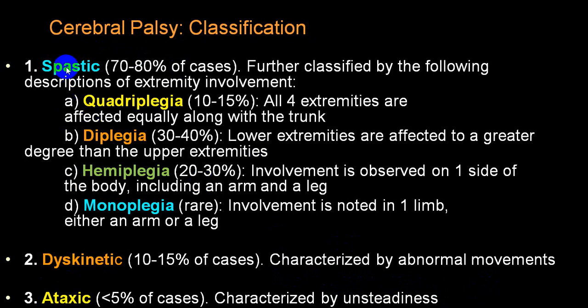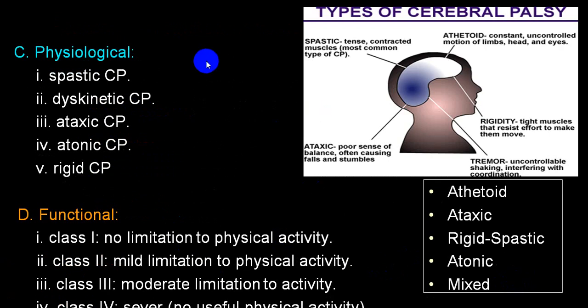And you can have a mixture of the two, like spastic with dyskinetic, or dyskinetic with ataxic, etc. That we call a mixed group. Physiological wise, we divide into spastic, dyskinetic, ataxic. Very rarely we come across atonic, and there is one separate word which is being utilized, rigid, same as spastic only.